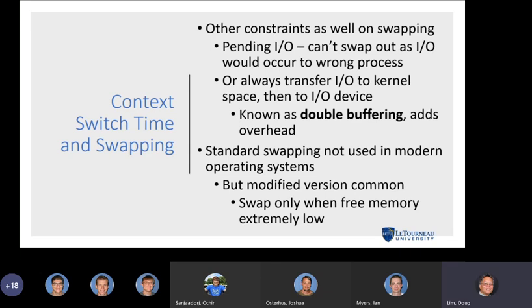And standard swapping is not used in modern operating systems because there are so many limitations and problems. So there are lots of modified versions of this concept. This is primarily the basic background, but we have more advanced techniques for making this efficient. And again, remember that you only do swapping when the amount of free memory is low.